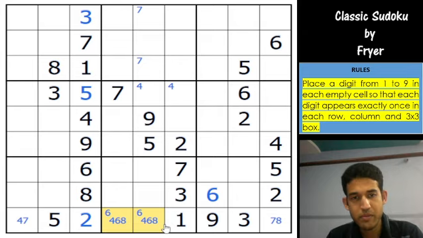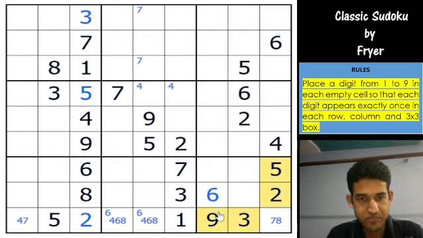And now maybe we can look at this box: 3, 6, 9, 2 and 5. Remaining digits are 1, 4, 7, 8. These two cells can't take a 7, so they must be 1, 4, 8. And this can't be 8, so that's 1, 4, 7.